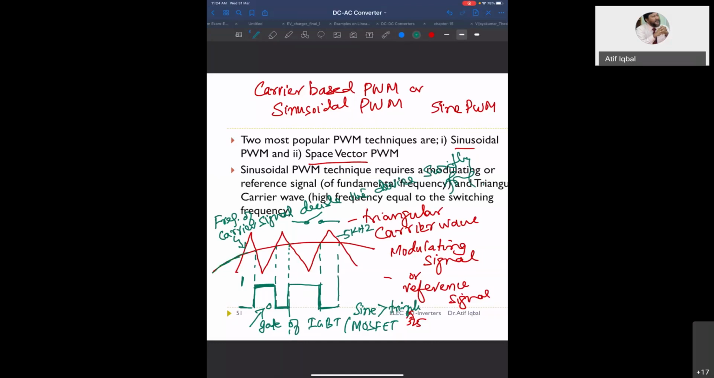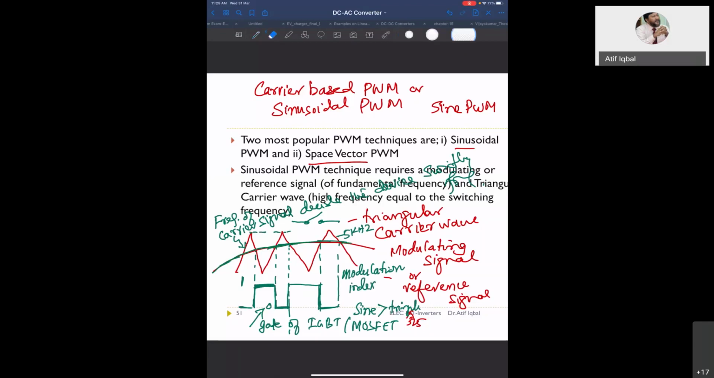The other thing is that the relative magnitude of the sine wave and the triangle wave decides the output voltage magnitude. The ratio of the amplitude of the sine wave and the amplitude of the triangle, we define as the modulation index. We call it the modulation index.